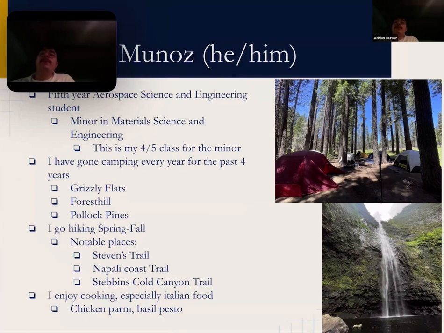Next, I also like to go hiking, very related. Usually not in the winter, but every other season's okay. Some nearby places include Stevens Trail and Stebbins Cold Canyon Trail. And if you're ever up in Hawaii, then the Pali Coast Trail is really nice as well. On the photo on the right, you can actually see it there. It's the bottom photo. Whereas camping, I think that was last year when we were in Pollock Pines.